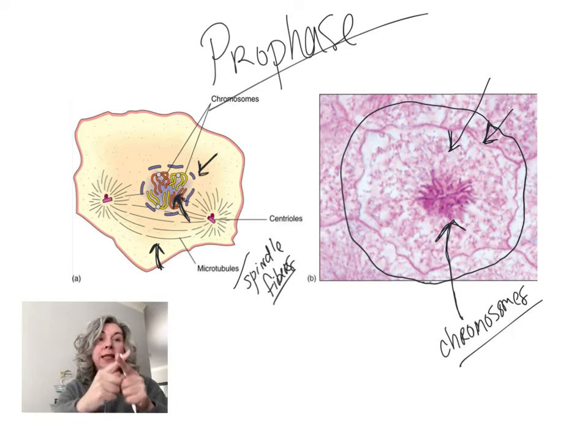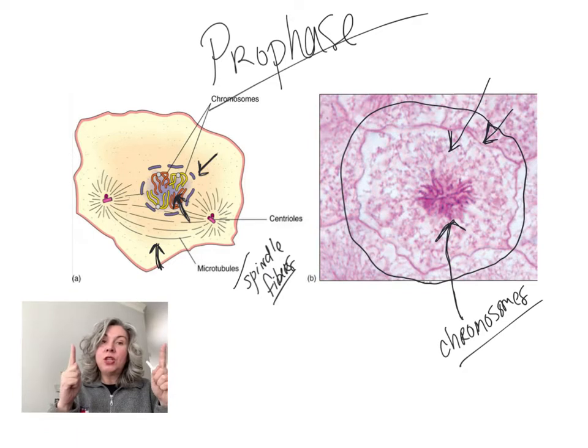And as mitosis progresses, as we continue to move through the different phases of mitosis, these little duplicate copies will separate out so that each new cell has its own set. For identification purposes, you're looking in prophase for a cell that has chromosomes, little rod-like structures, and no visible nuclear envelope. Remember, that nuclear envelope has broken down.